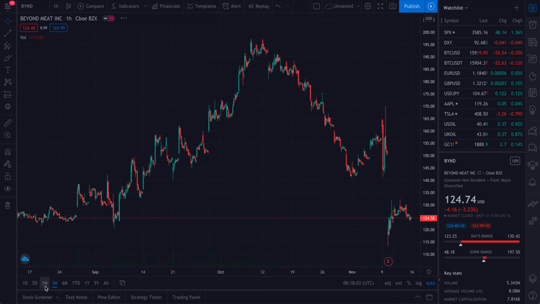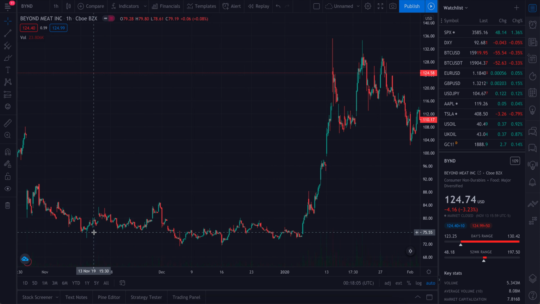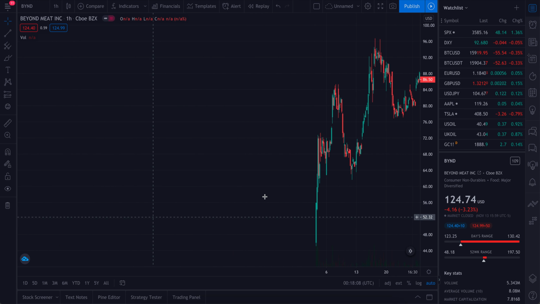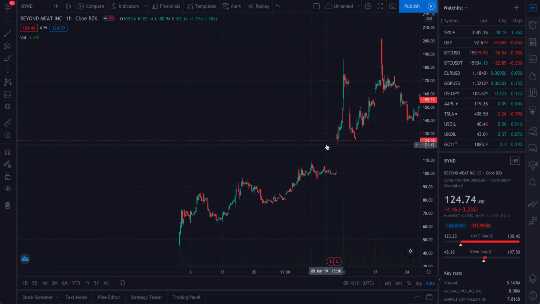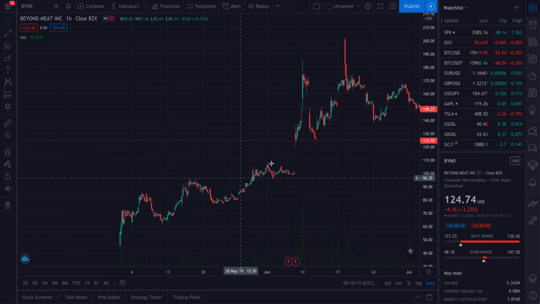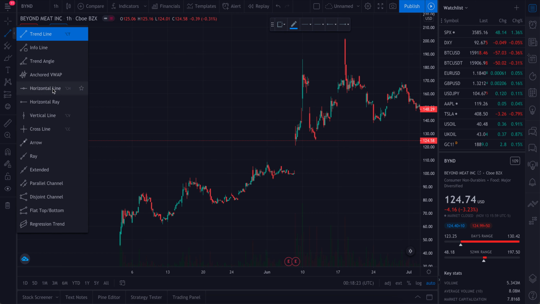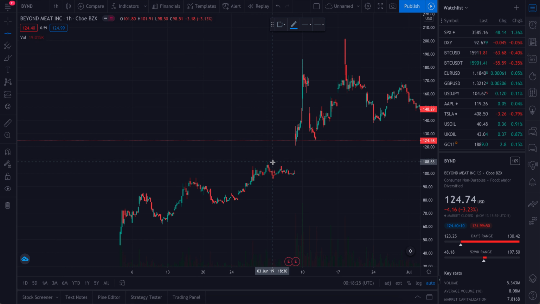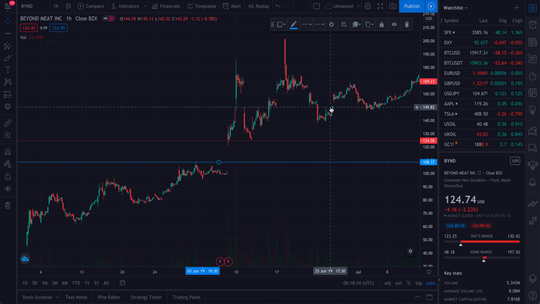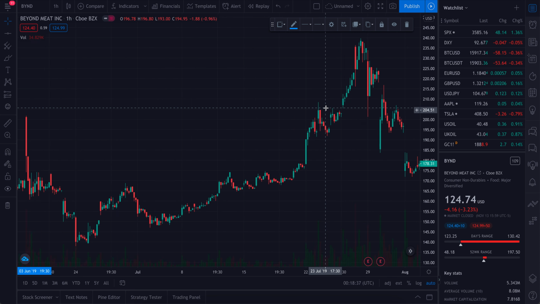Let's go all the way back to here. So, here's Beyond Meat, the beginning. June 5th, 2019. Around here, we can see that Beyond Meat was setting initial resistance. Right around this level. It gapped up above it, very strong, a large volume, just trading like a stock does.